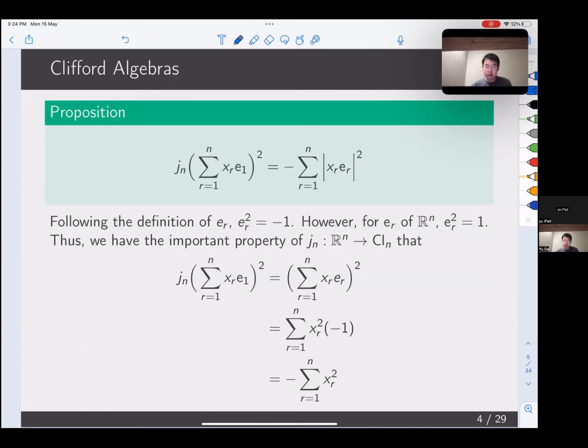So we have the proposition that j_n of an element x of R^n, squared, is negative the norm of x squared. Notice that this norm is still defined on R^n. Later on, we'll define the norm for Cl_n.